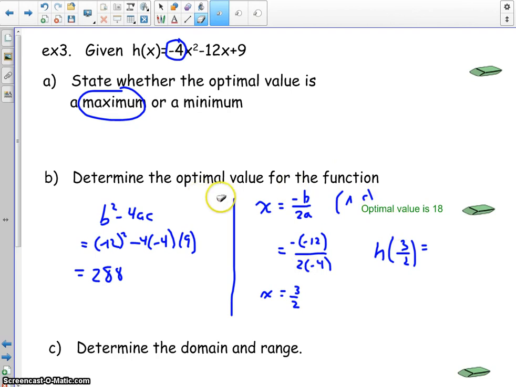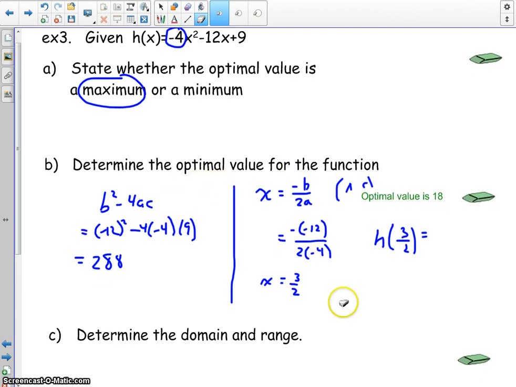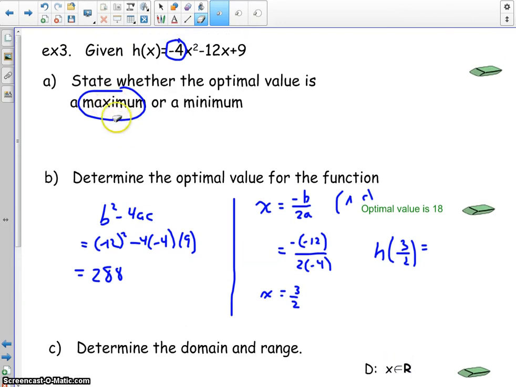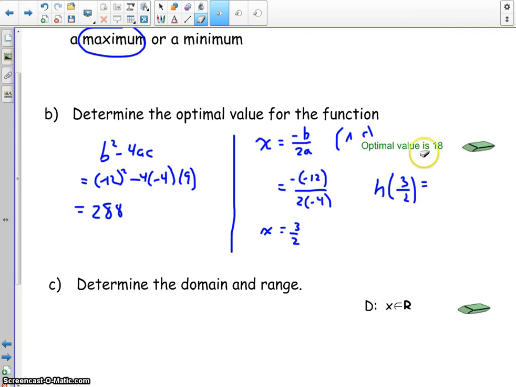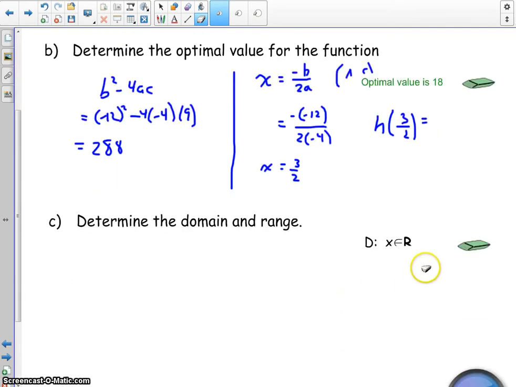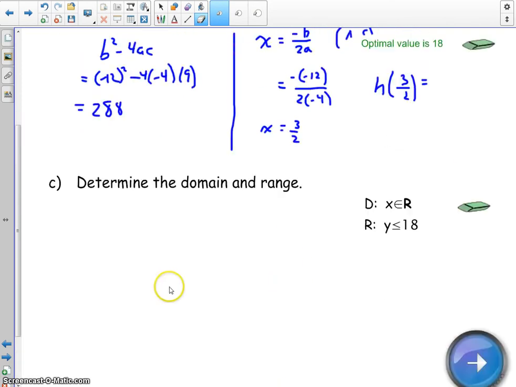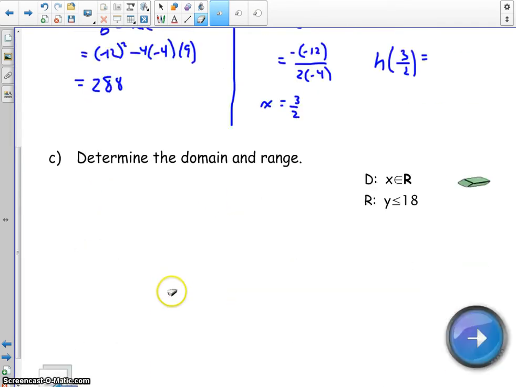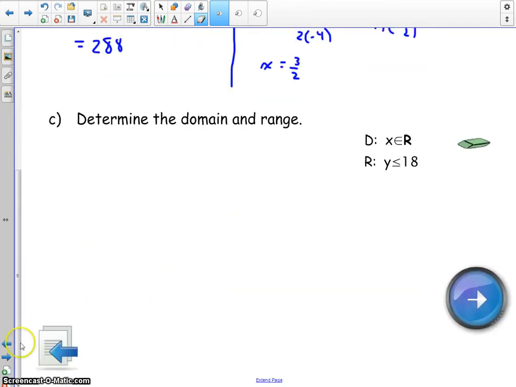Okay, so with that in mind, quickly to find the domain and range, it's a parabola, so the domain is x an element of the real numbers. There it is right there. And we are opening down with an optimal value of 18. So with a quick little sketch, we could see that our range will be any y value less than or equal to 18. Okay, so that concludes the review of stuff that we did last year in grade 10.